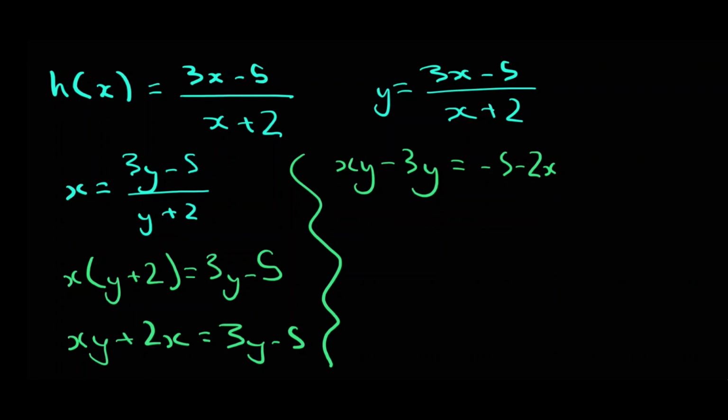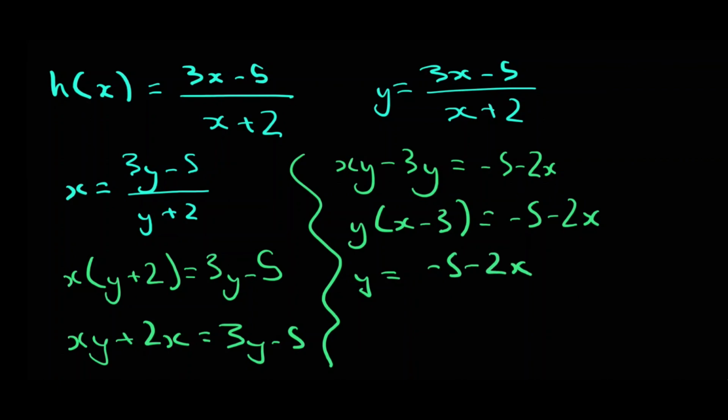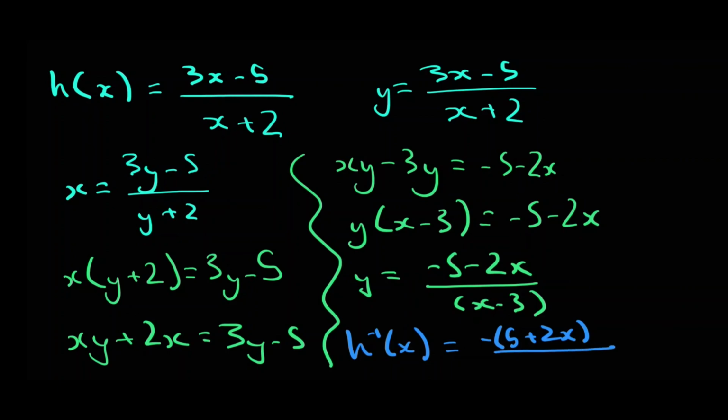And then I can take out a factor of y on the left side. So y times (x - 3) = -5 - 2x. And finally I can divide by (x - 3) to get y = (-5 - 2x)/(x - 3). So the inverse of h(x) is (-5 - 2x)/(x - 3). And that's how you find the inverse of a function.